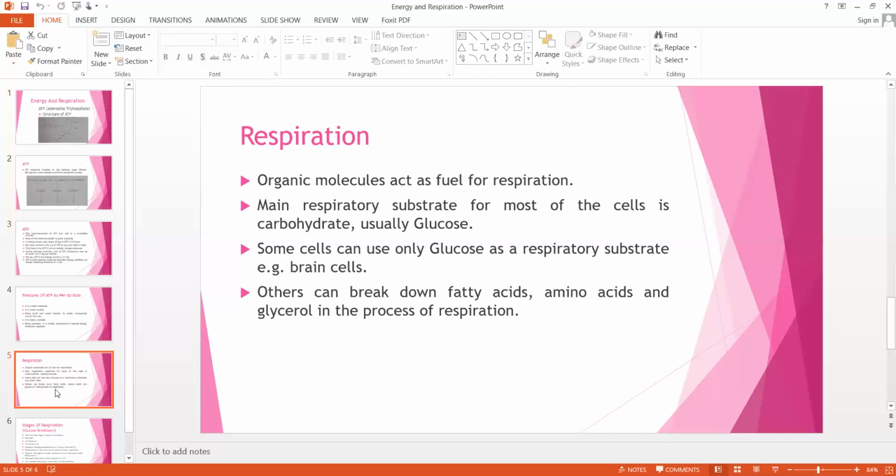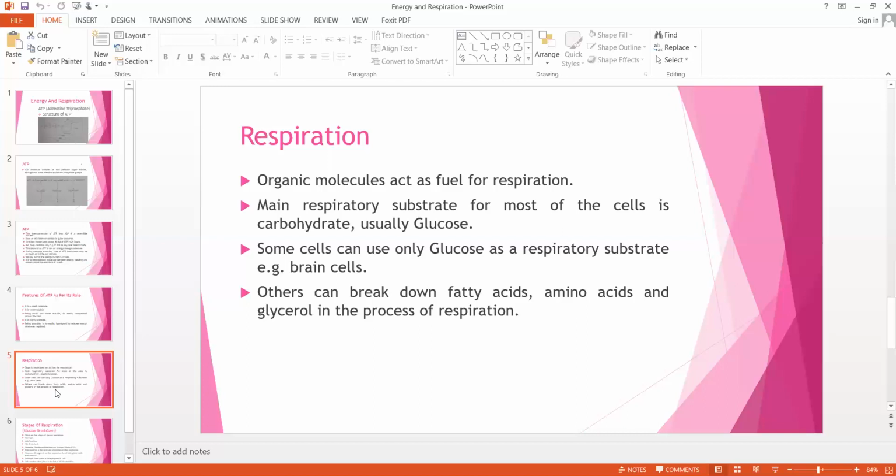That's why, whenever there is a drop in the sugar level, particularly in the case of a diabetic, a person can easily go into a coma because of the low blood sugar level. It's because of the brain cells, which are not getting enough glucose at that time. Other cells may break down fatty acids, amino acids, and glycerol in the process of respiration.